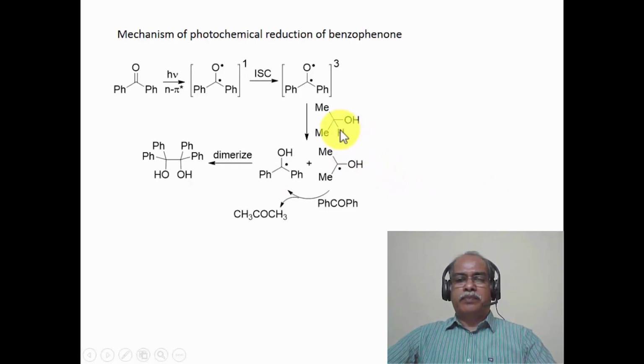After the abstraction of the hydrogen, a diradical is formed, and this particular radical, namely dimethyl hydroxy methyl radical, is capable of further reducing another molecule of the benzophenone to the corresponding benzhydryl radical, and in the process isopropyl alcohol has lost two hydrogens, which corresponds to acetone. So isopropyl alcohol in the process gets oxidized to acetone.